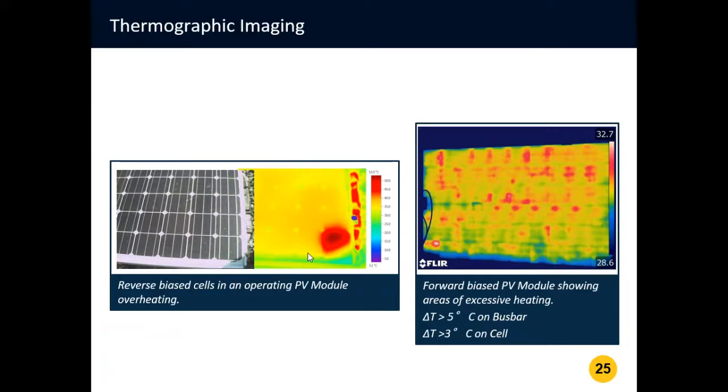Ultimately, in a lab-based setting, electroluminescence does provide a lot more information than thermography, because when you do an EL image, you get a clearer picture of the cracks or the problems. Thermography in a lab-based setting does have some limitations.